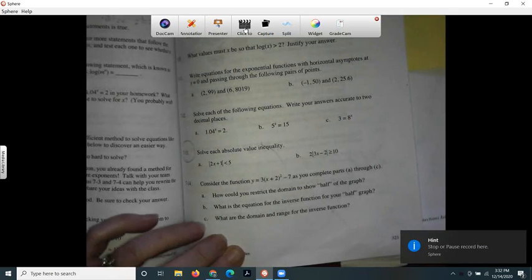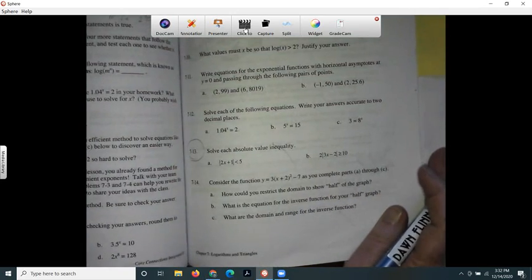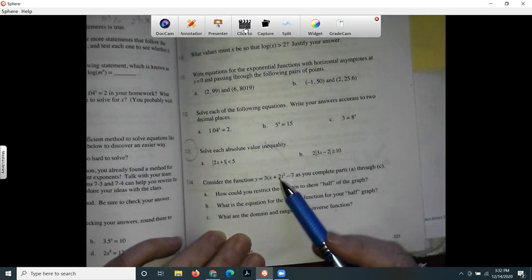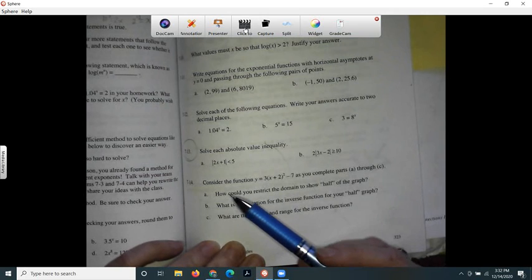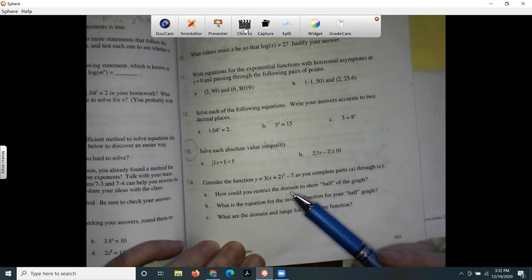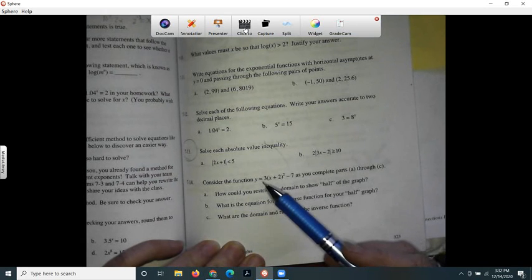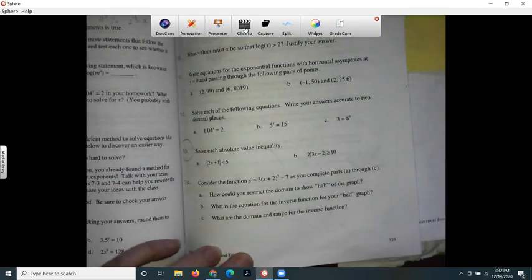Here's Integrated 3, problem 7-14. It says consider the function y equals 3 times (x plus 2) squared minus 7 as you complete parts A through C. How could you restrict the domain to show half of the graph? So this is a parabola, and I want to restrict the domain to show half of the graph.